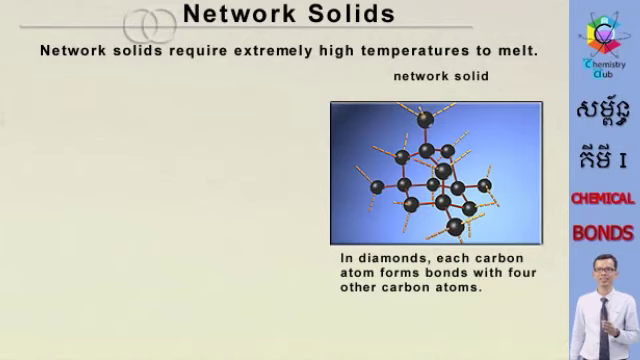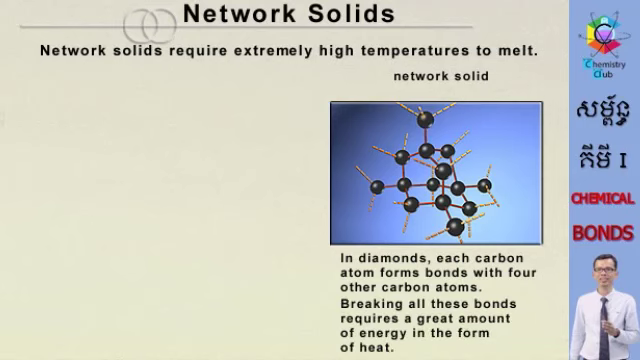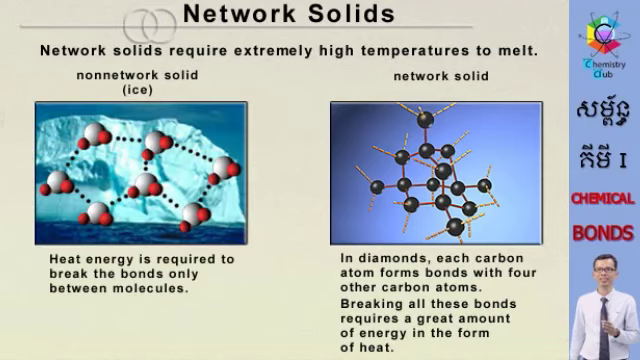In order to melt network solids, the covalent bonds within the network must be broken, which requires a great amount of energy in the form of heat. In contrast, melting non-network solids requires heat energy to overcome attractions only between the molecules forming the solid. Therefore, non-network solids melt at lower temperatures than network solids.